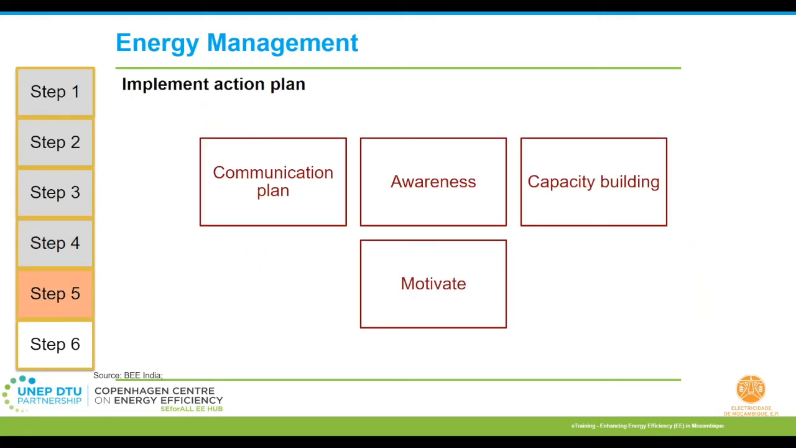Step 5 is about implementing this action plan. Once you have an action plan in place, you need to implement the measures. But for that, you need a plan to communicate the key aspects of your energy management program to the audiences by developing targeted information. You may have to raise awareness and build capacity through training. Motivation, in the form of incentives, is used to encourage your staff to improve the energy performance and achieve your goals.